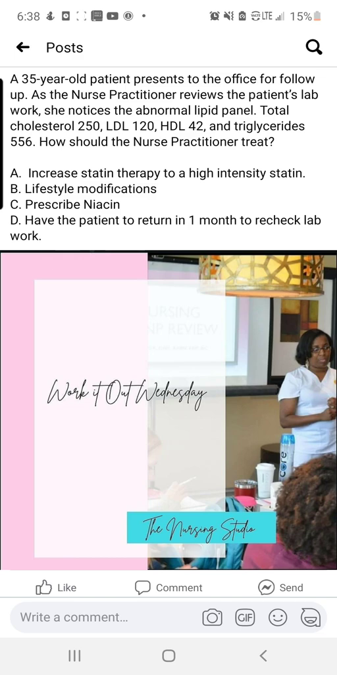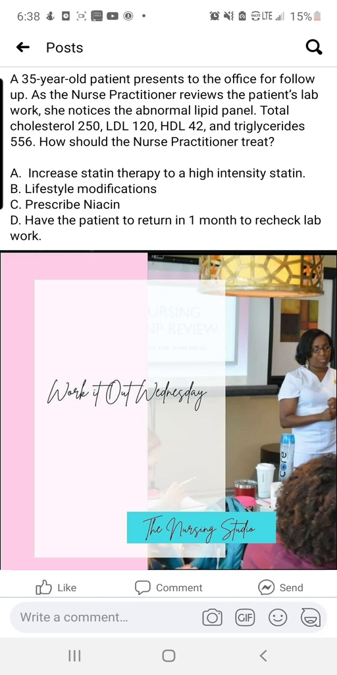So then our answer choices say: A, increase the statin therapy to a high intensity statin. Okay, we'll keep that option potentially because the LDL is elevated, remembering statins bring down the LDL. B, lifestyle modifications. That's an option, but let's look a little bit deeper because they have some significant elevation in their labs. C, prescribe niacin. Okay, yeah, think about it. Usually we exhaust our statins, then go to niacin, the routine. Or D, have the patient return in 1 month to recheck the lab work.